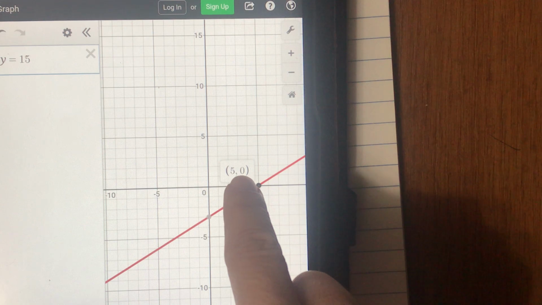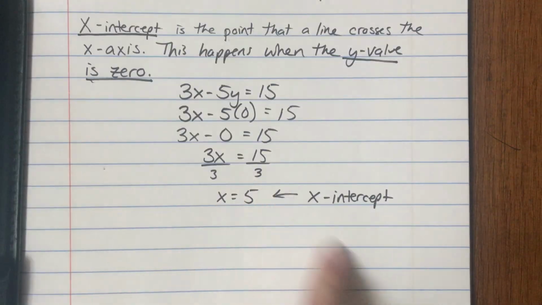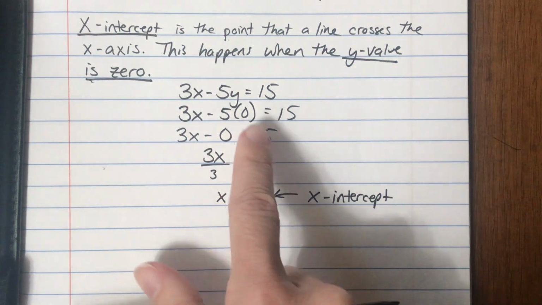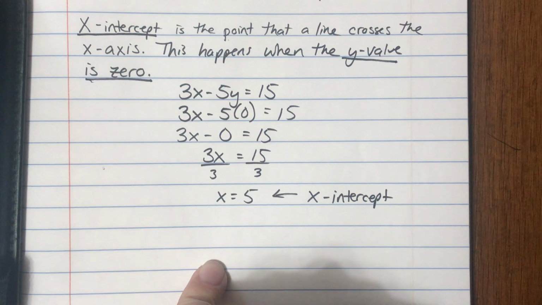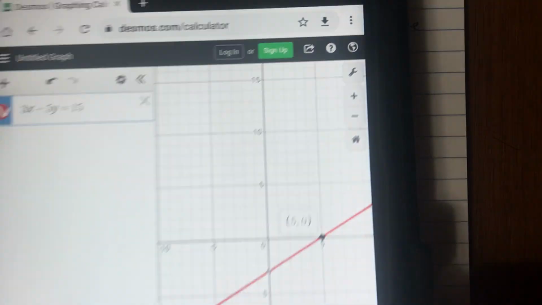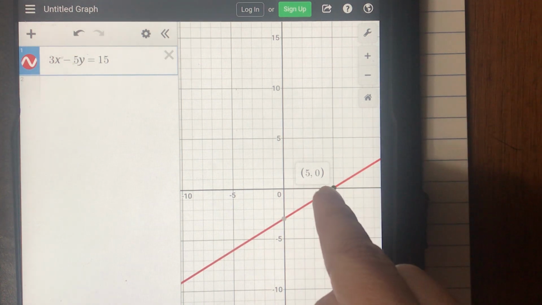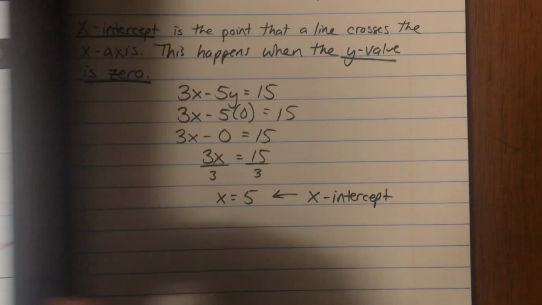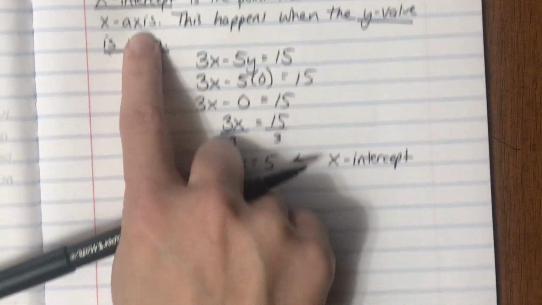And of course, like I said, it's when the y value is 0, which is why this works. So we just need to know the connection between plugging in a 0 for y into an equation and actually solving it. But at the end of the day, guys, you can type this in Desmos and actually see physically where it crosses the x-axis. So that's the x-intercept, is where it crosses the x-axis.